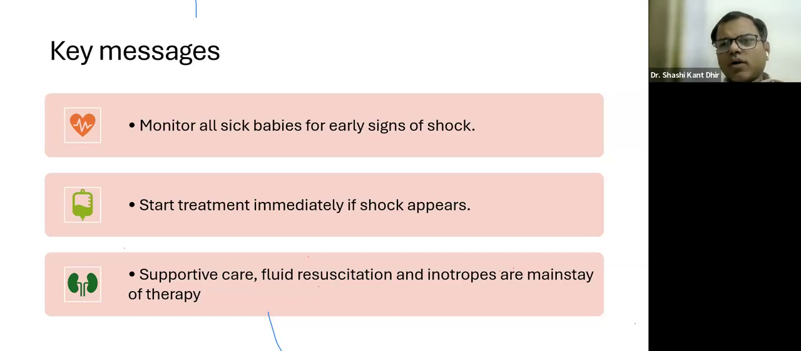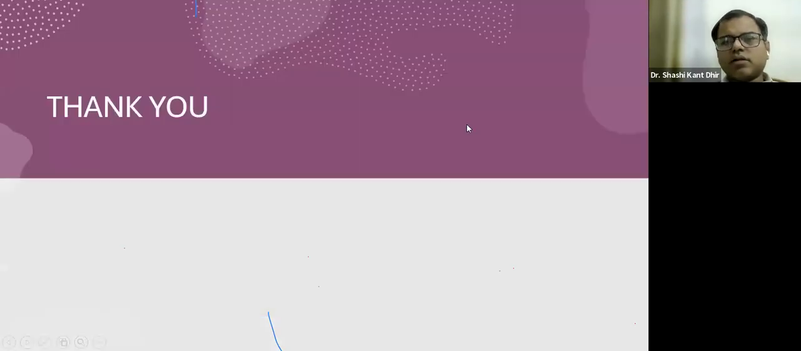Second, if the shock has developed, we have to start treatment immediately. We can't wait. We can't wait. If 1 hour has gone, I mean, we have missed the bus. Not only that, the supportive care, the fluid resuscitation, as well as the inotropes are the mainstay of treatment, and the baby has to be monitored on the basis of that, right? So these are the things that we should keep in mind while dealing with a baby with shock. So that was just a brief about neonatal shock.